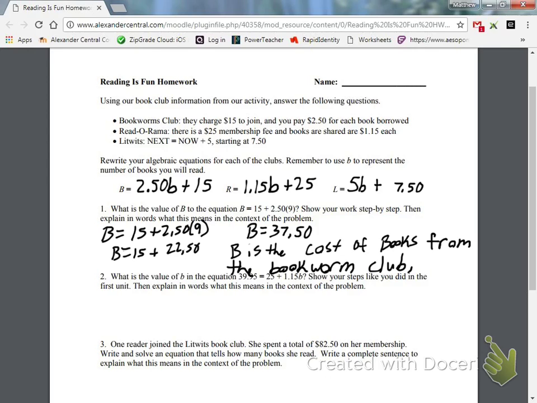All right. So on this one, it had us plug in 9 books. We got 37.50. This one gives us our equation, but it wants us to equal an amount, and it wants us to figure out how many books we checked out.